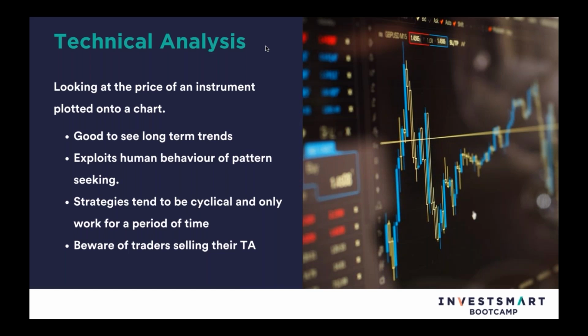It does have the ability to tap into our behavior. So as humans, we are designed to look for patterns in most things.